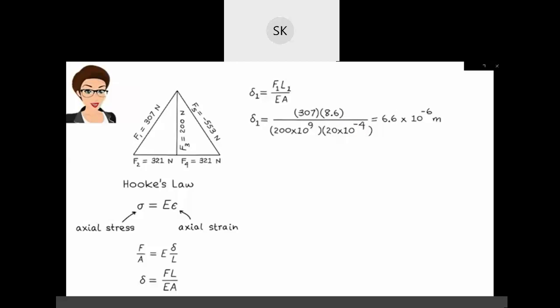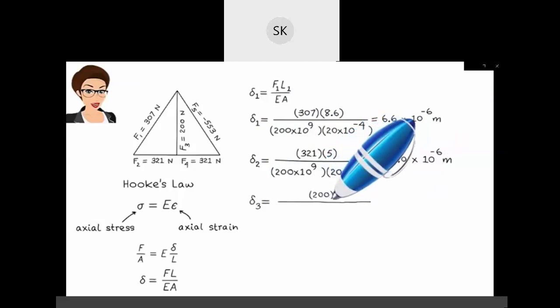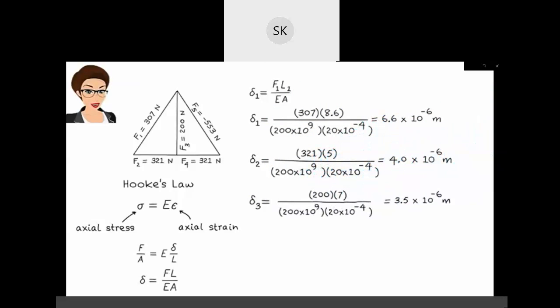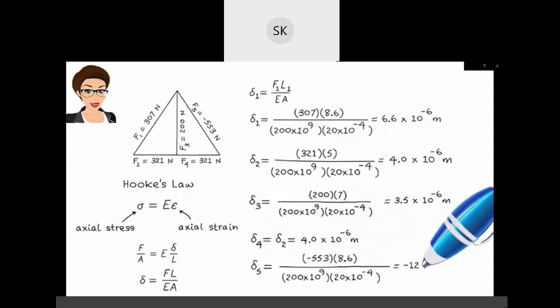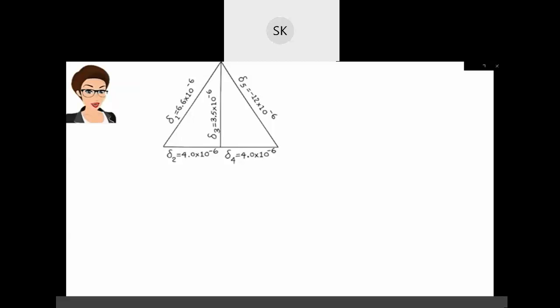We calculate the elongation of each of the remaining members in the same manner. Delta 2 equals 4 times 10 to the negative 6 meter. Delta 3 equals 3.5 times 10 to the power negative 6 meter. Delta 4 equals delta 2, which we calculated to be 4 times 10 to the negative 6 meter. And delta 5 equals negative 12 times 10 to the negative 6 meter. The negative sign indicates that the member actually shortens. It is in compression.